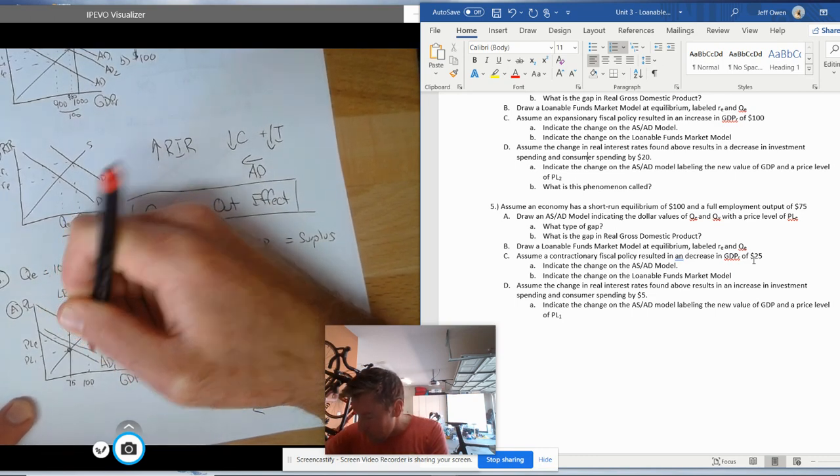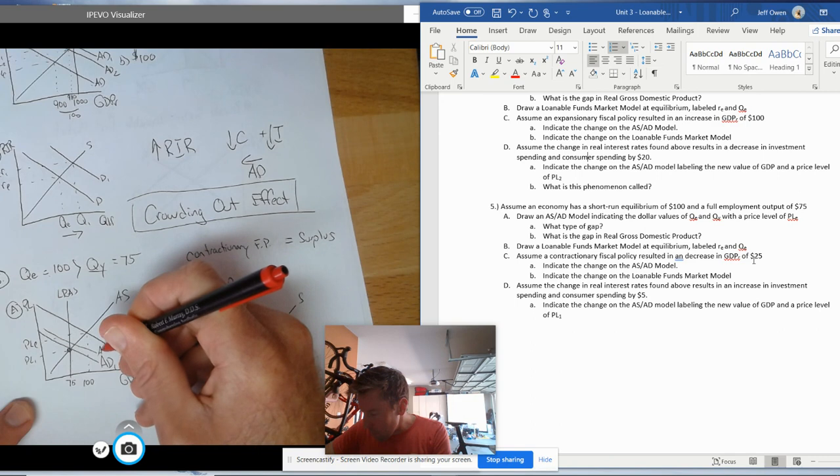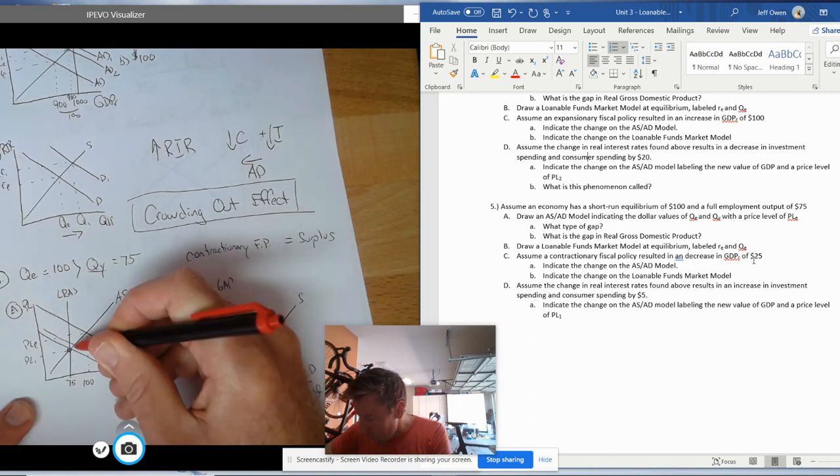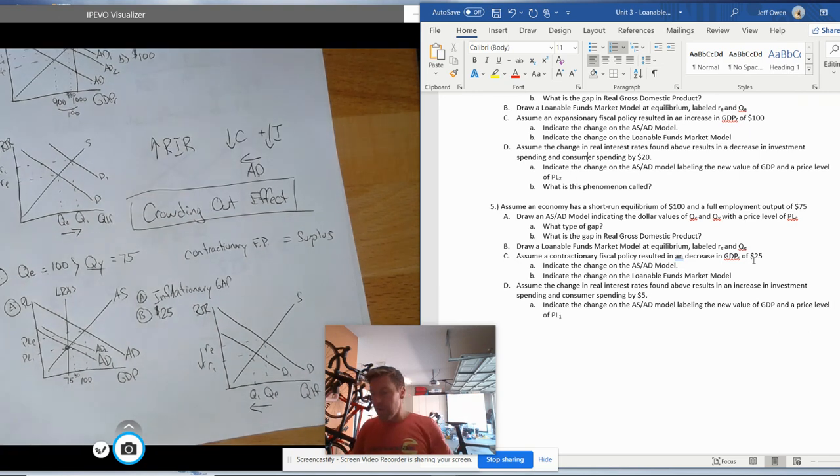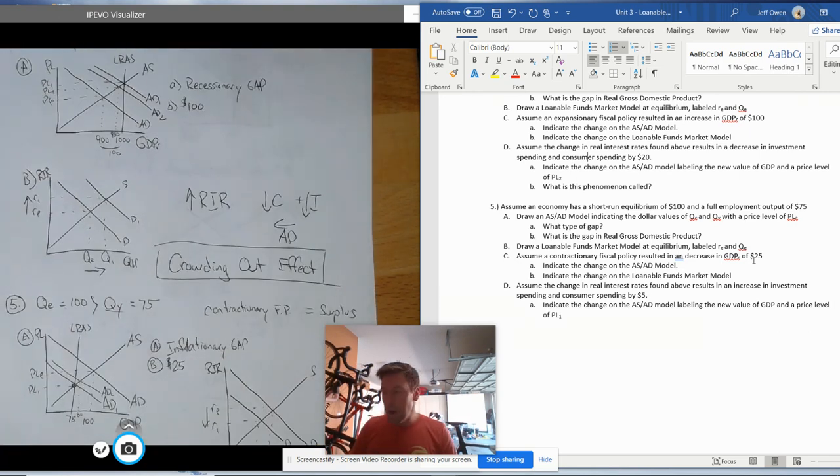They said it was only $5. So AD goes, little guy right there, and that would be 80. So now we're in an inflationary gap by $5. There we go. That was the work.